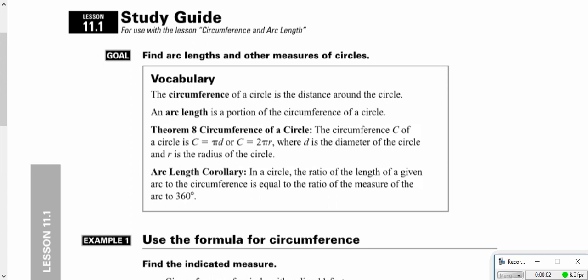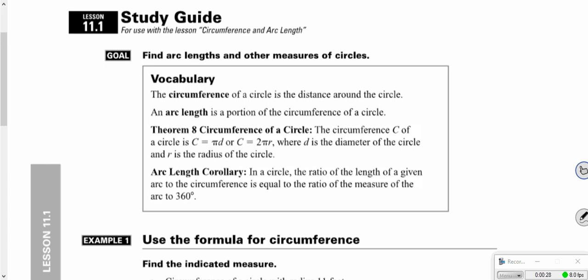Okay, geometry students, this is chapter 11. We're going to be talking some more about circles. This one's not so bad. We're going to be talking about circumference, and I know we all know the formulas for circumference, but then we're also going to be talking about arc length. So let's just jump into the vocab. Again, this one shouldn't take us very long.